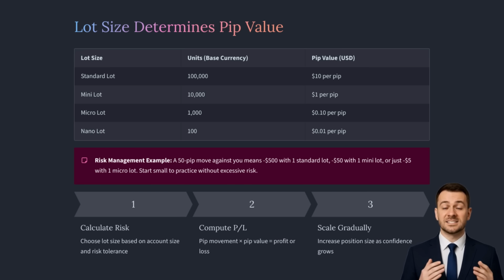By understanding this, you can calculate your potential profit or loss for a given trade. For instance, if you anticipate a 20 pip gain on a trade and you trade 0.5 standard lots, which is 50,000 units, so $5 per pip, you could expect about $100 profit, 20 pips x $5 per pip.